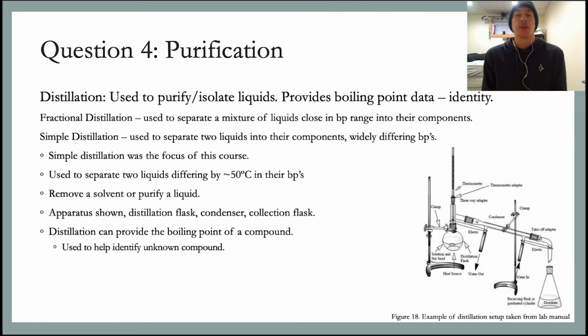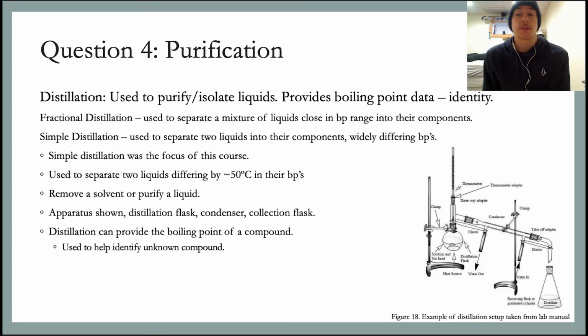The next method of purification is distillation, which is used to purify or isolate liquids. It also provides useful data on the boiling point of compounds, which can be used to identify compounds. The first method of distillation is a fractional distillation, in which a mixture of liquids can be boiled off and collected individually in the order of their boiling points. This is generally used for liquids with boiling points of a closer range.